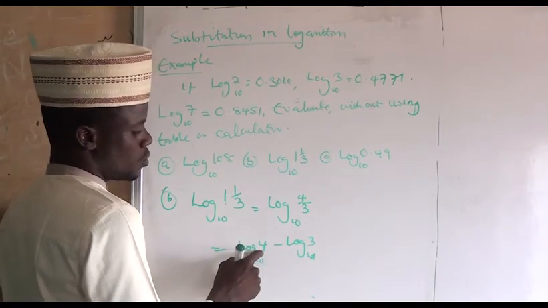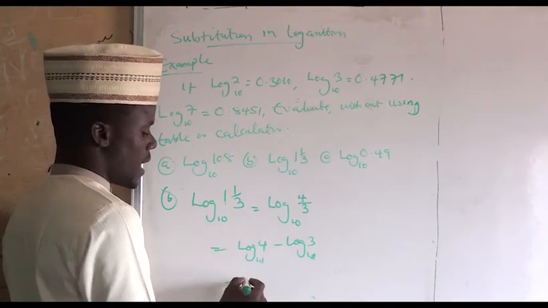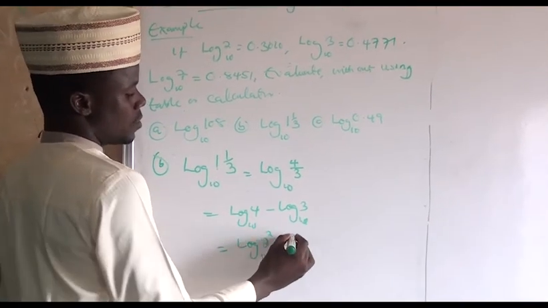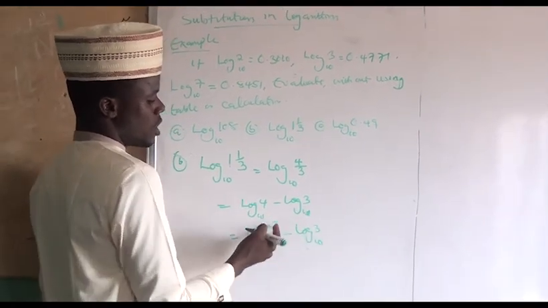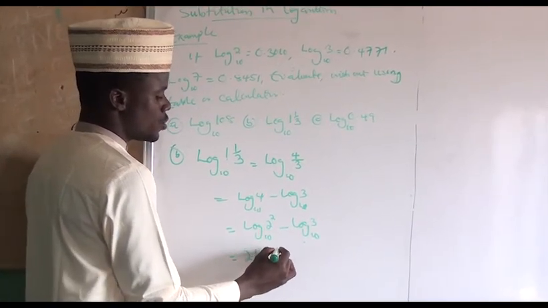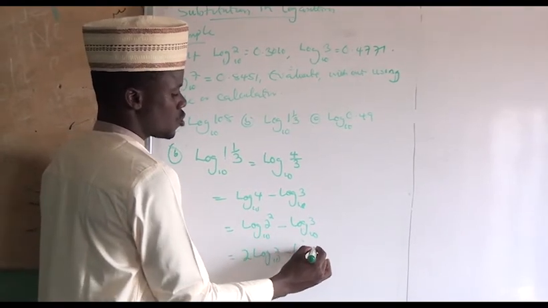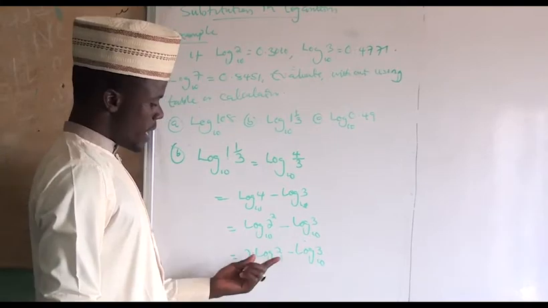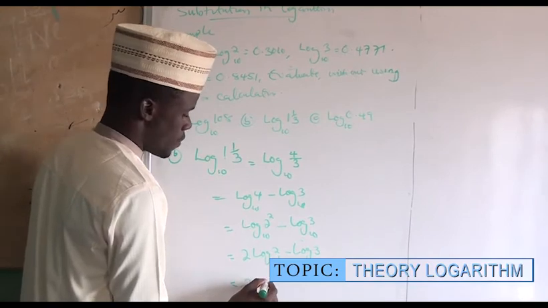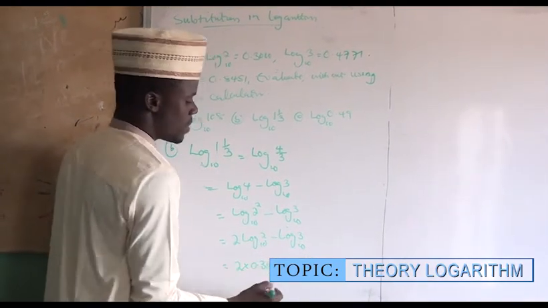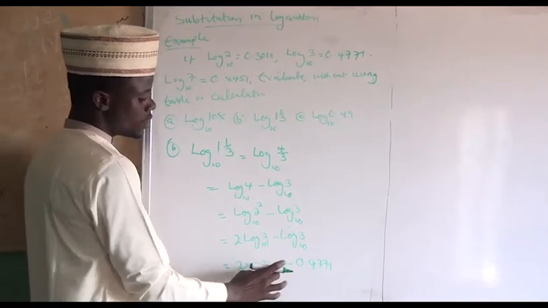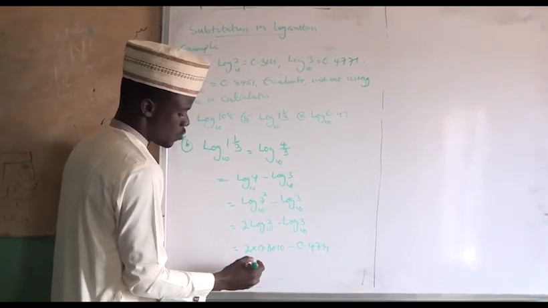So we now break 4. That is, we say logarithm of 2 squared base 10, then logarithm of 3 base 10. Then the power, we take it back to the logs. That is, here we say 2 log 2 base 10 minus log 3 base 10. So here we already have log 2 as 0.3010. We say 2 times 0.3010 minus log 3, which is 0.4771.